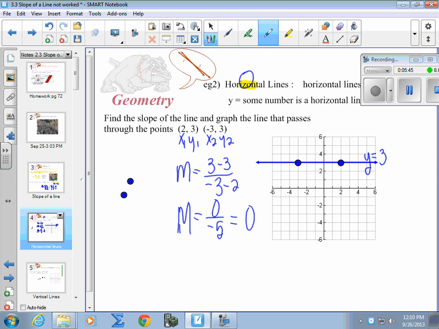I'll remind you all that 0 divided by 4 is equal to 0, but 4 divided by 0 is undefined. So you can divide a number into 0, but you can't divide 0 into a number.